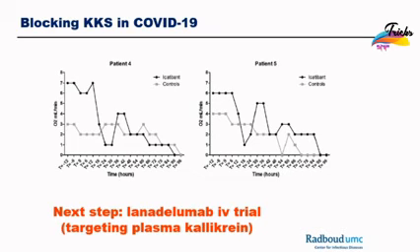So because the drug doesn't last long, we need to do something different. So we're now targeting the plasma kallikrein itself with a drug called lanadelumab, which we are trying to give intravenously, so it works fast and it works long. It's a monoclonal antibody against plasma kallikrein, and we are setting up that trial.